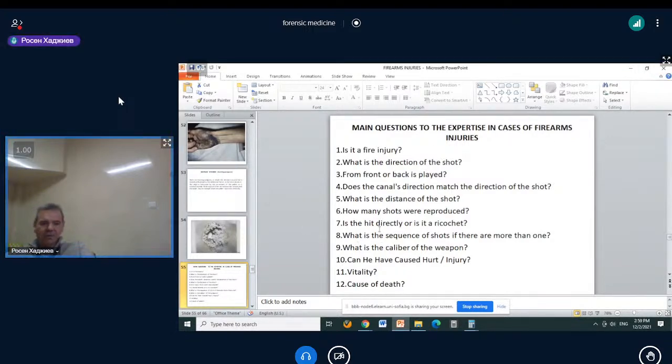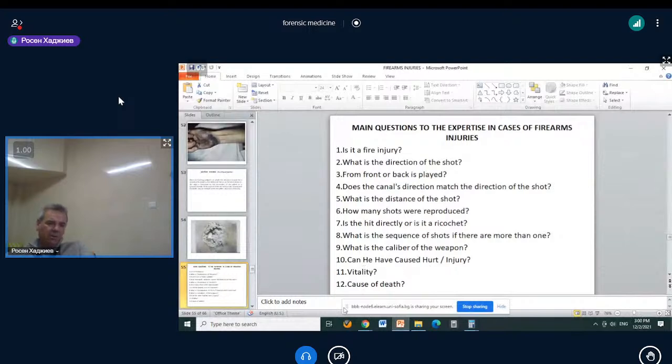Is the hit direct or do we have a ricochet? What is the sequence of shots if there is more than one? In some cases, it's very difficult to distinguish the sequence of the injuries.